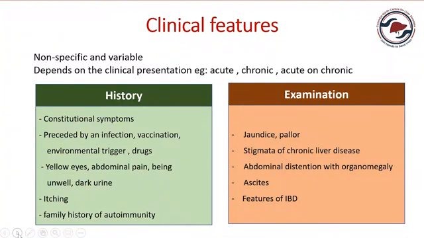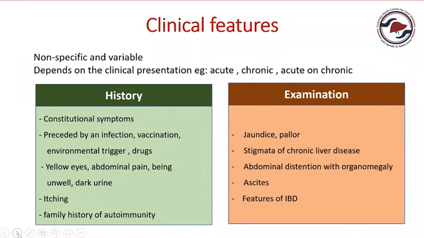Environmental triggers and drugs are again possible in the etiology and the history. You might see a child who would complain of yellow eyes, abdominal pain, being just unwell, dark urine. Itching may be present, and a family history of autoimmunity may be there if you inquire into the history.